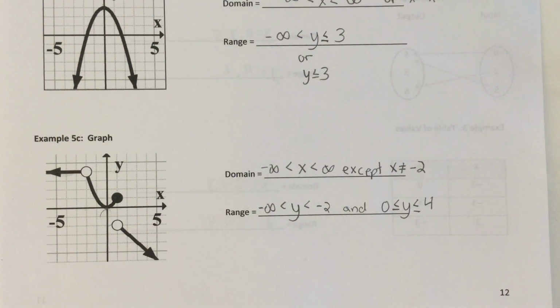So the bottom line is, if you're skipping just one number, write the exception. If you're skipping an infinite amount of numbers, write separate inequalities.